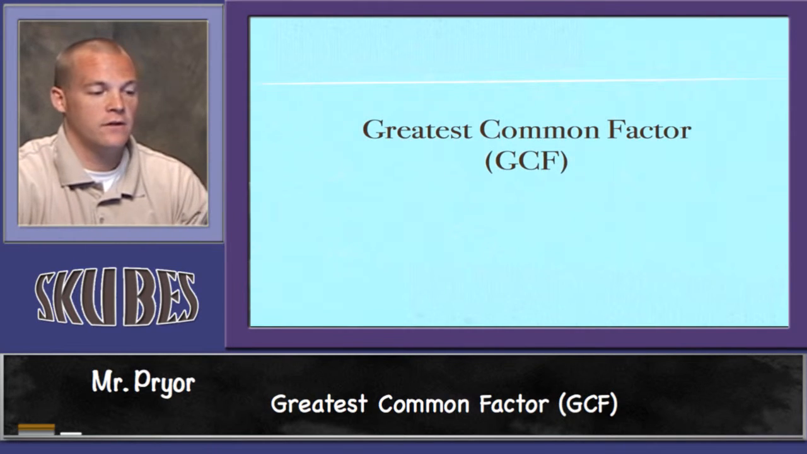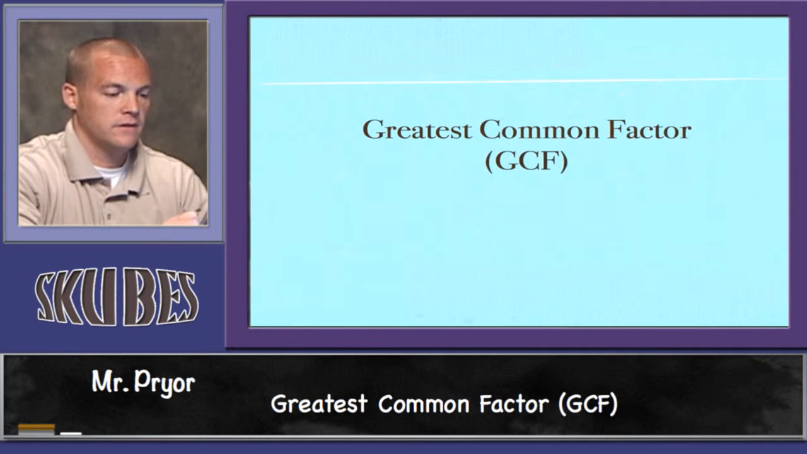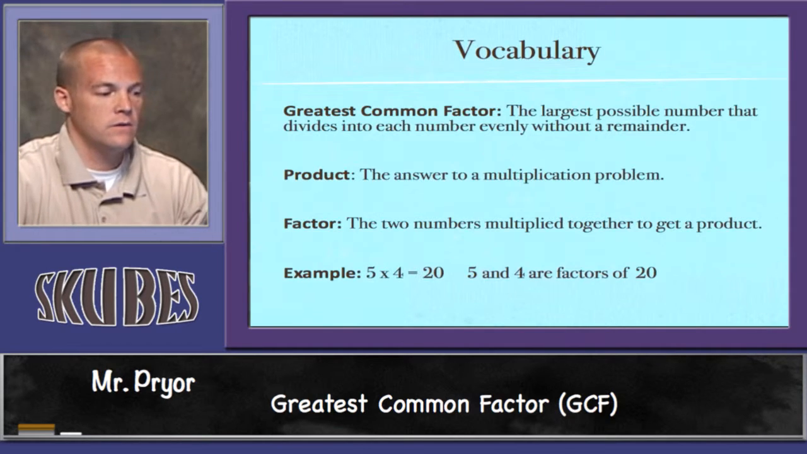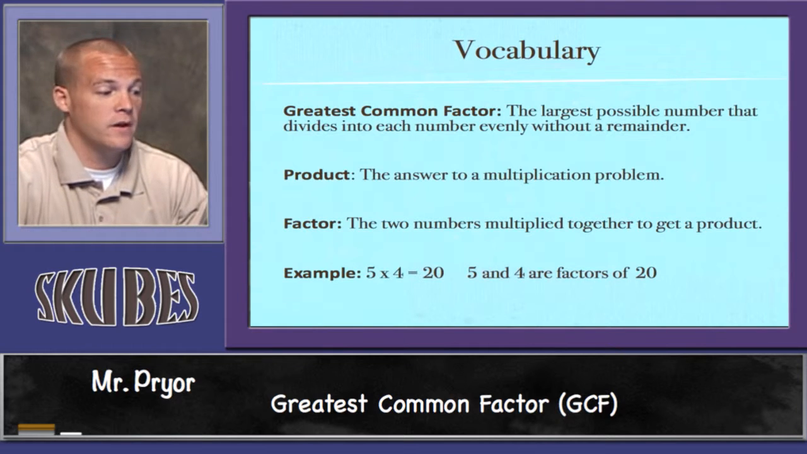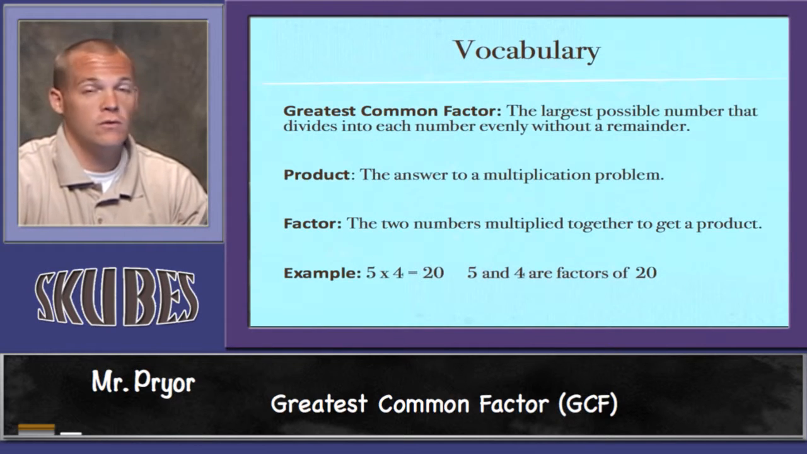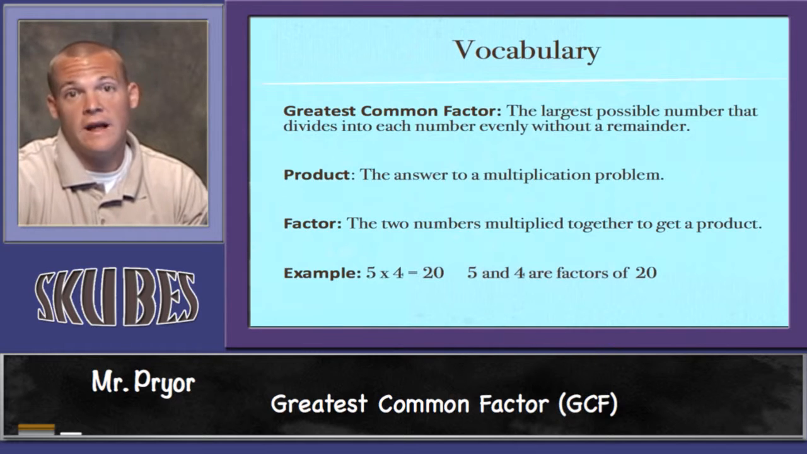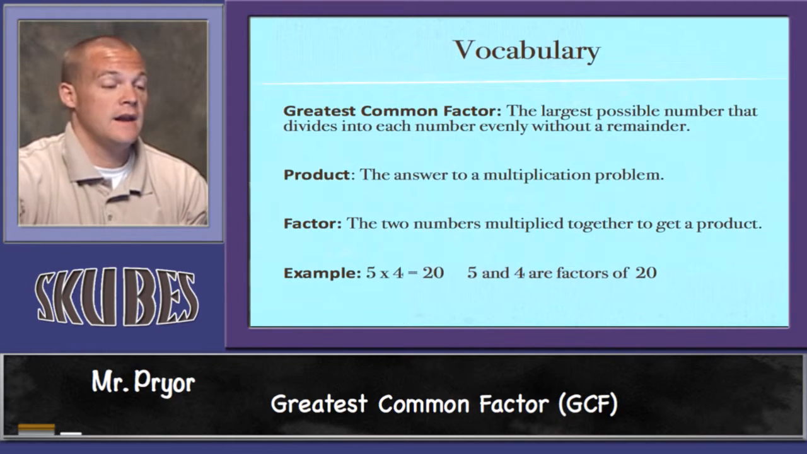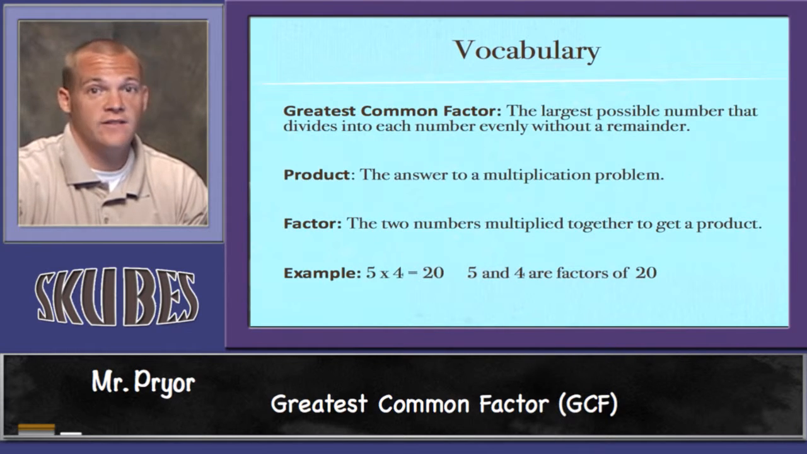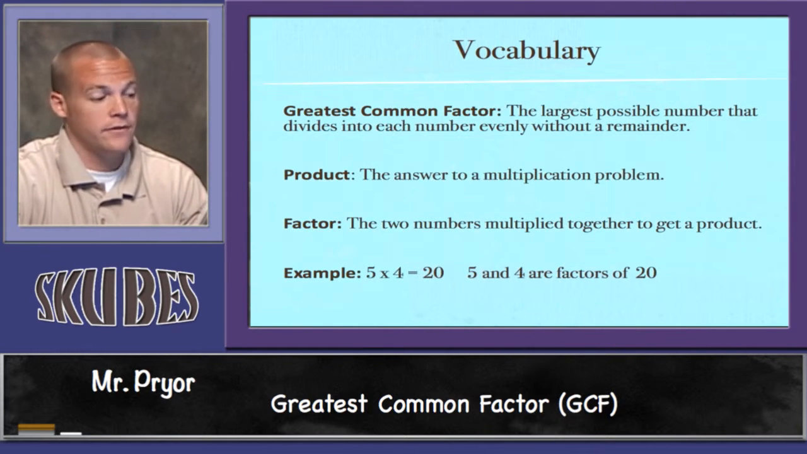I'm going to be talking to you about greatest common factor, or GCF. So let's take a look at some terminology you'll need to know. First of all, what is a greatest common factor? That is the largest possible number that divides evenly into particular numbers they give you. So they will ask you to find the greatest common factor of a number and a number. And the greatest common factor has to divide in evenly with no remainders.